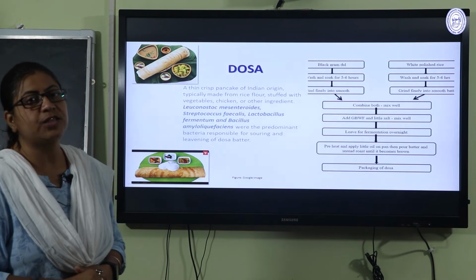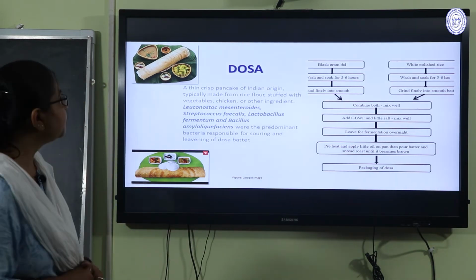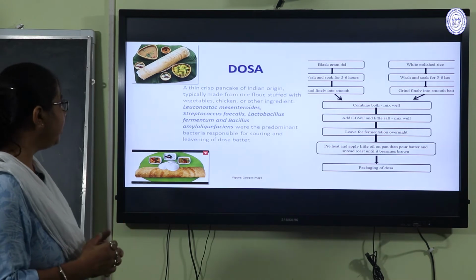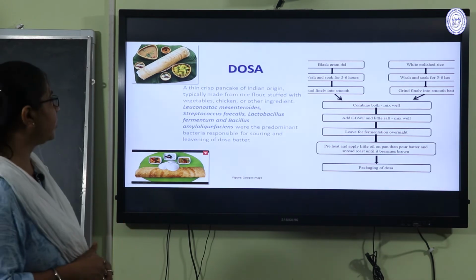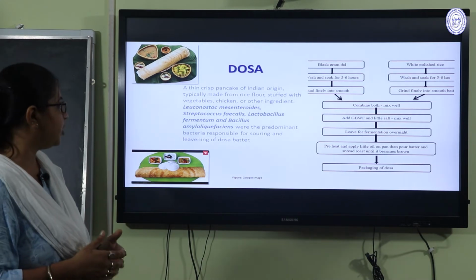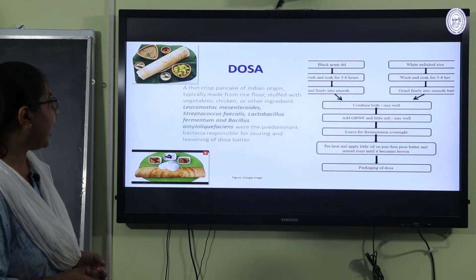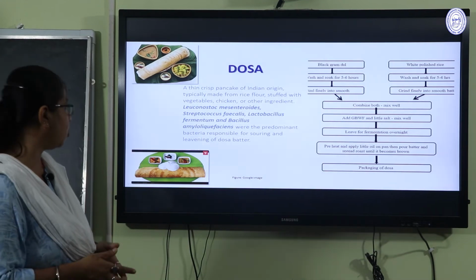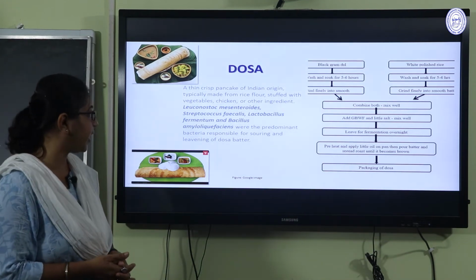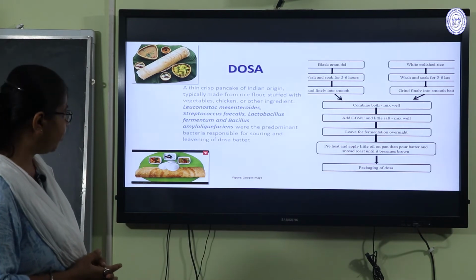Coming to the next fermented food, which is also a very common food of South India, is dosa. Dosa is a thin, crisp pancake of Indian origin, also made from rice flour, which can be stuffed with vegetables, chicken, or other ingredients. The microflora here is Leuconostoc mesenteroides, Streptococcus faecalis, Lactobacillus fermentum and Bacillus amyloliquefaciens.